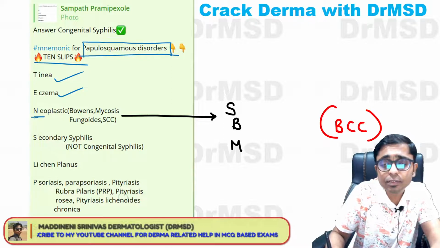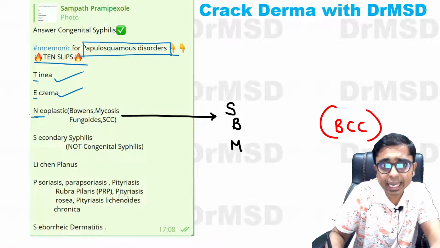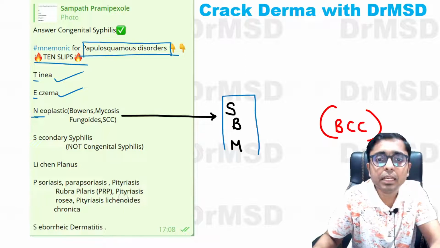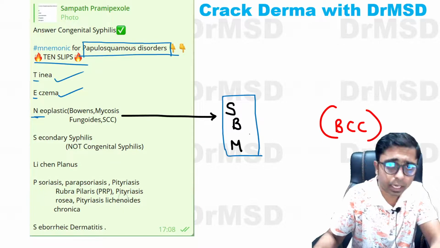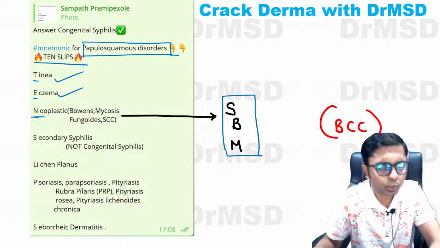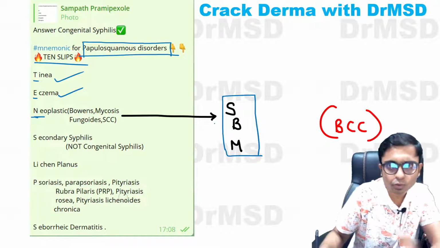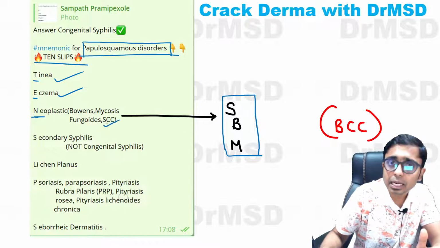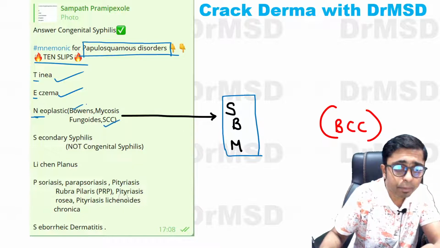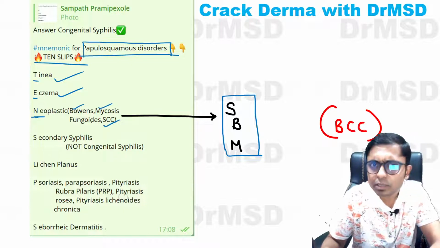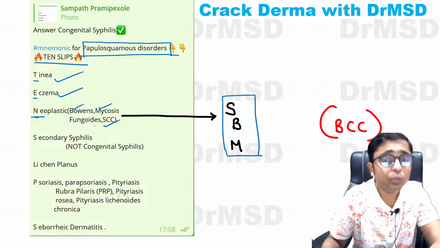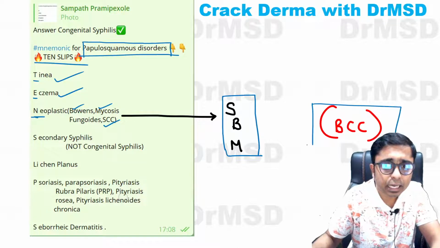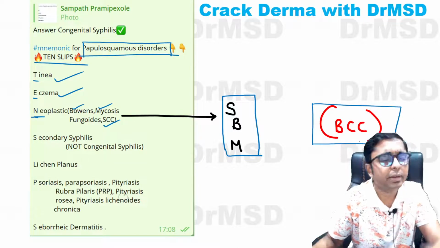N stands for neoplasias. So TEN, N stands for neoplasias. What are those neoplasias? You can remember that with this mnemonic SBM. So State Bank of Mysore is the full form of SBM usually, but here it is squamous cell carcinoma, Bowen's disease and mycosis fungoides. Basically Bowen's disease, it is a carcinoma in situ which is squamous cell carcinoma, and you must remember that basal cell carcinoma is not going to have any papulosquamous lesions.